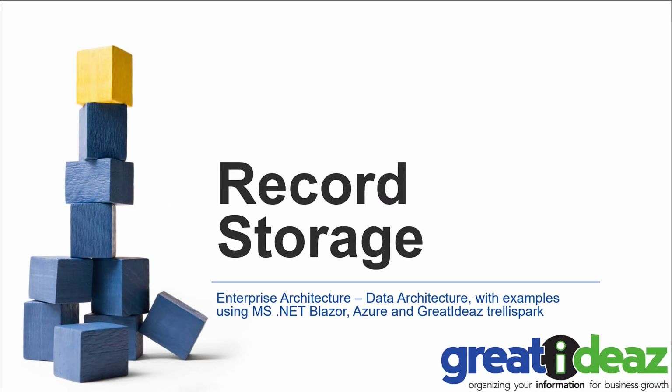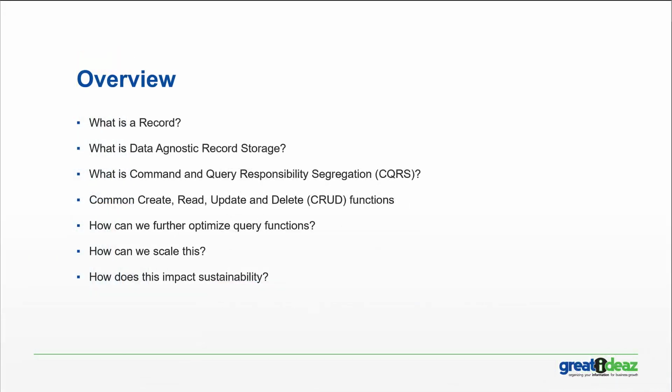And in this tutorial, as part of our enterprise architecture with the data architecture, looking at examples using .NET Blazor, Azure, and Great Ideaz trellispark, we're going to be focused primarily on record storage. So to give you a quick overview, we're going to be looking at what we mean when we talk about a record and what is data agnostic record storage in this context.